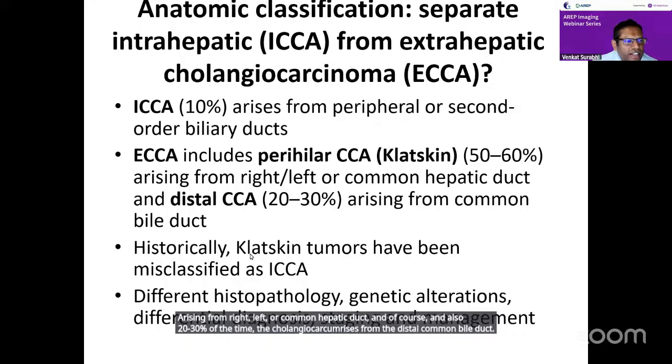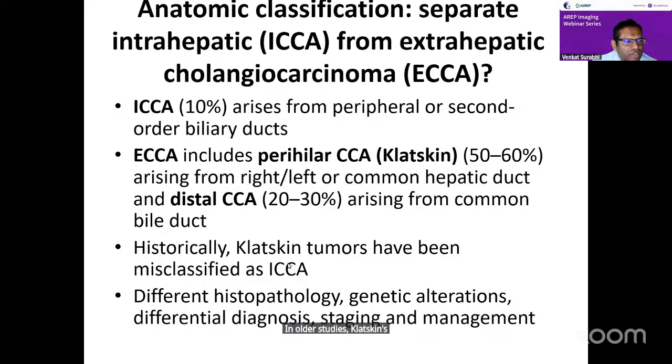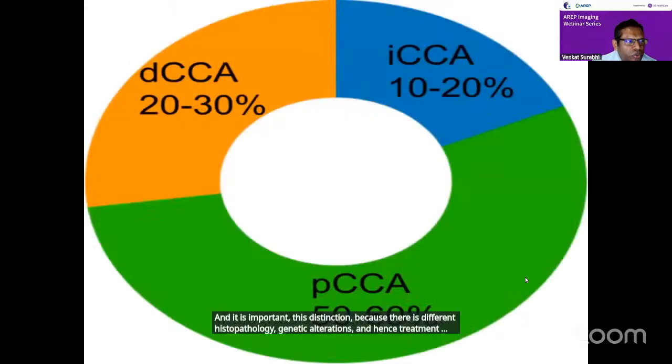In older studies, Klatskin's tumors have been misclassified as intrahepatic cholangiocarcinoma. This distinction is important because there is different histopathology, genetic alterations, and hence treatment changes between these two types. Just to overview, intrahepatic cholangiocarcinoma constitutes 10 to 20%, distal 20 to 30%, and the rest is perihilar cholangiocarcinoma.